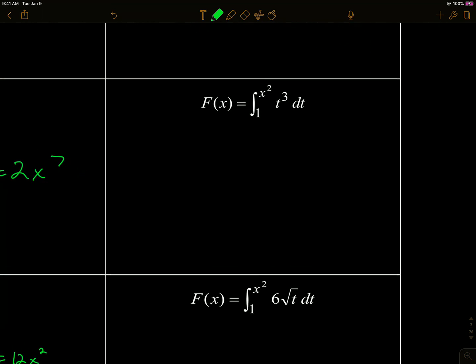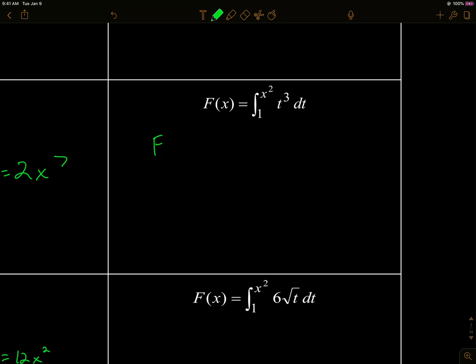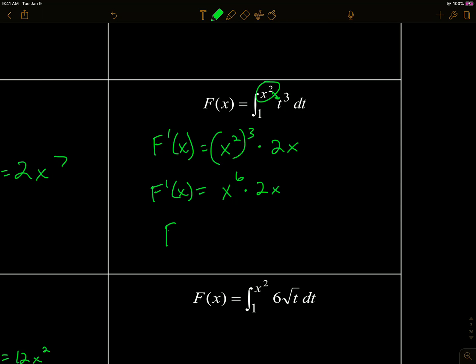All right, let's look at the next one. So the derivative is going to be, I take the upper function and I plug it into our function in the integrand here. So I'm going to get x squared to the 3rd. And then times the derivative of the inner function, which is x squared. So the derivative of that is 2x. So the derivative is going to be x to the 6th times 2x. And when I simplify that, I get 2x to the 7th.